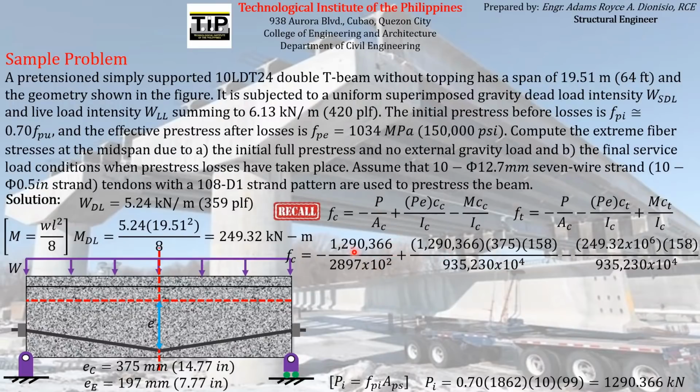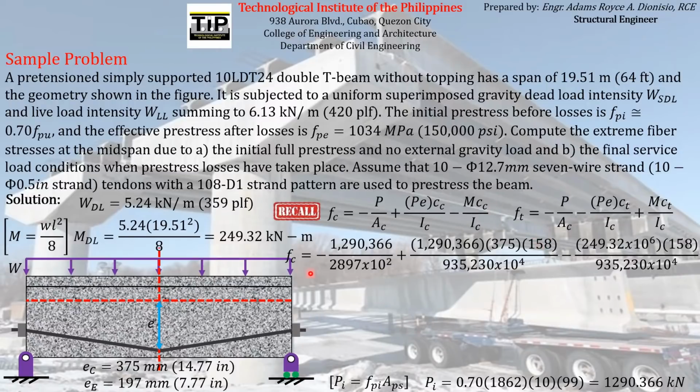So we just have to substitute the value of P, which is equal to PI, expressed in terms of Newton, and then AC, the moment of inertia, and the E, the eccentricity at midspan, which is equal to 375, and then C, the distance from the neutral axis to the extreme pre-compressed fiber, which is equal to 158 given in the problem.